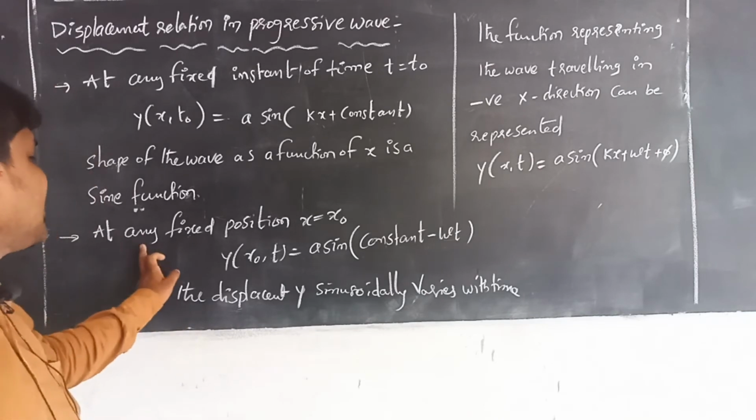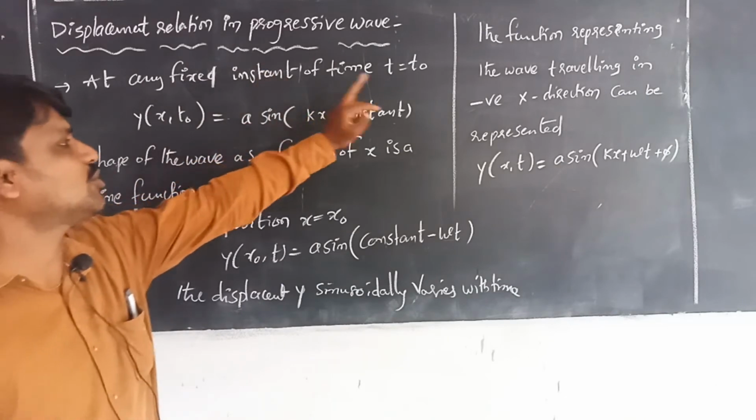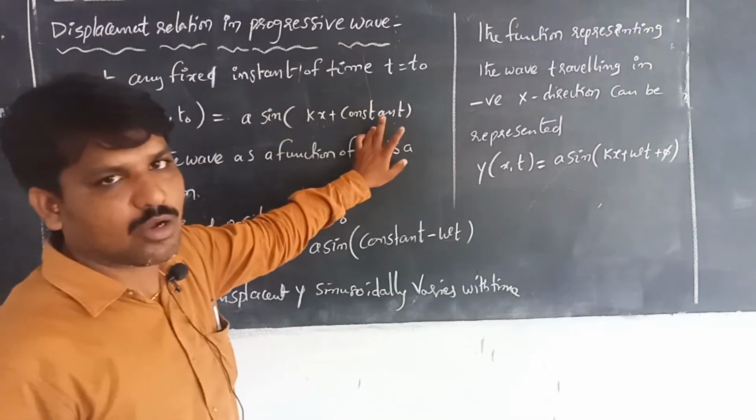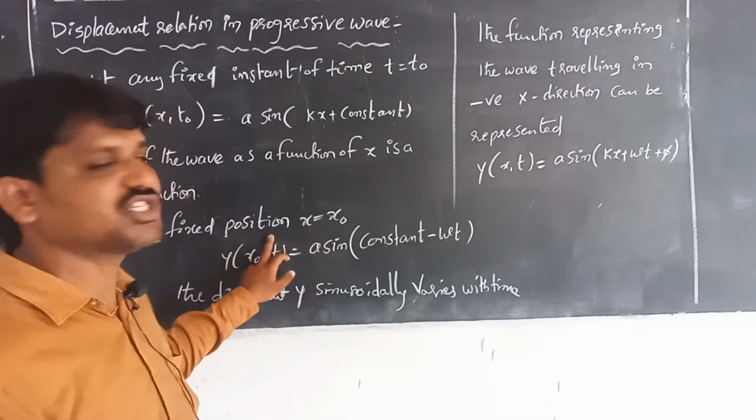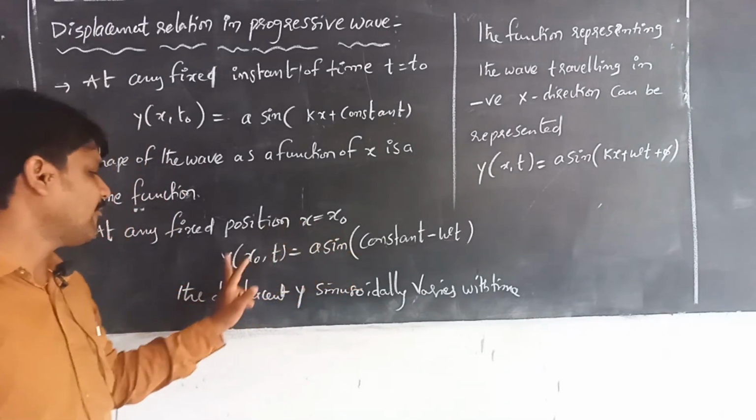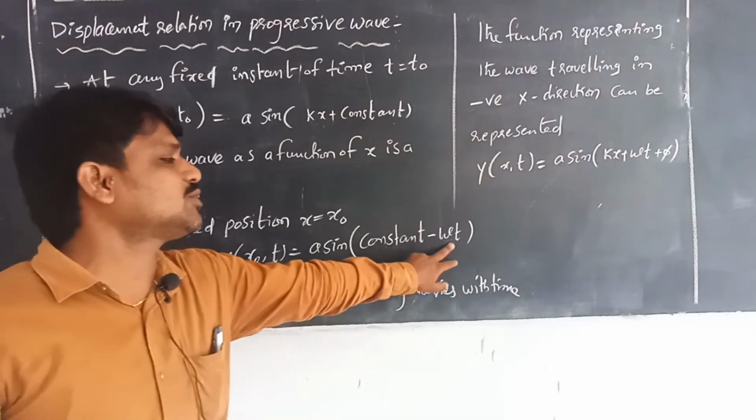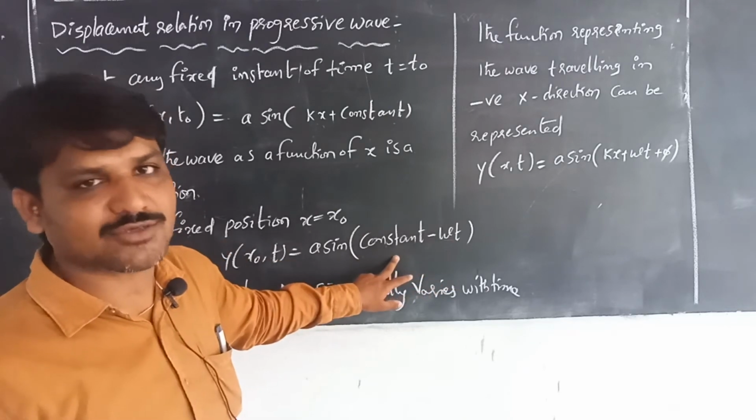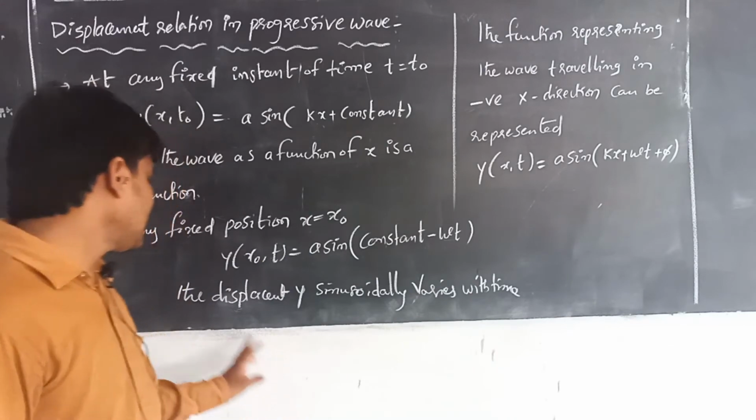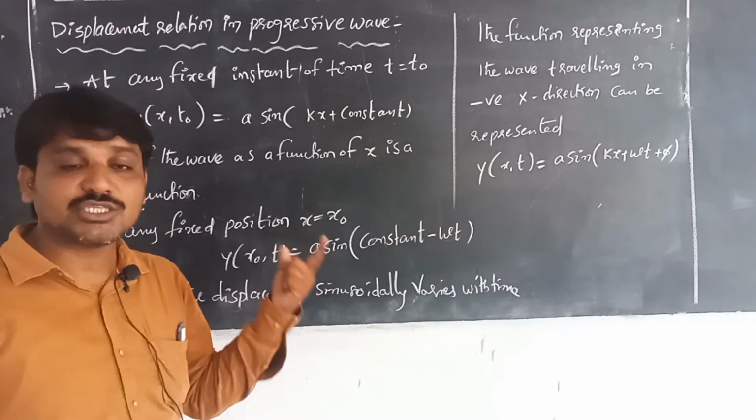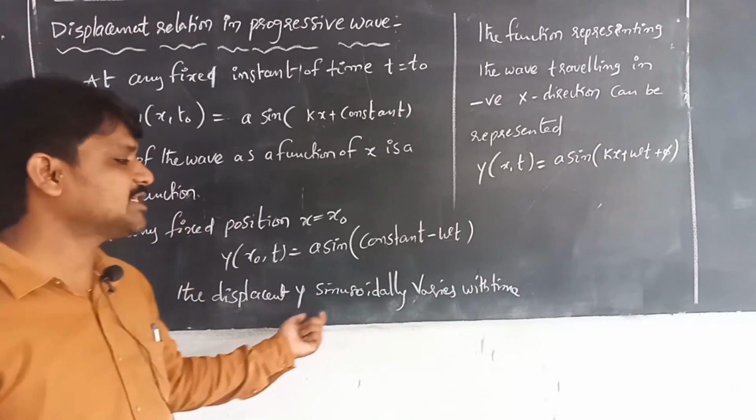Next, at any fixed position x = x0, the kx term is a constant. Then y(x0,t) = a sin(constant − ωt). Here the position remains constant and the angular frequency stays the same. Then the displacement y varies sinusoidally with time t.